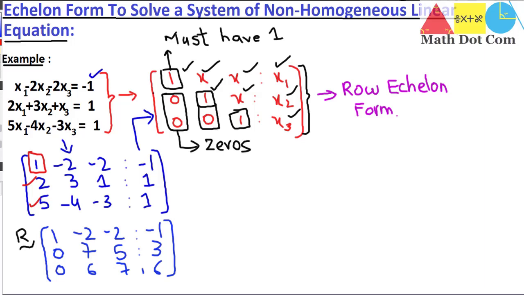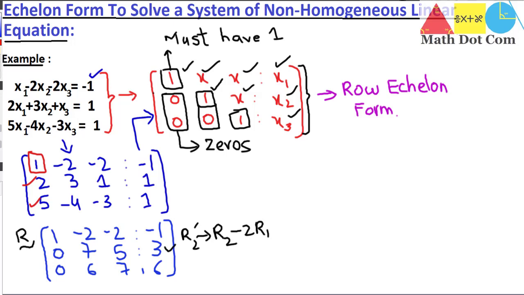I have to subtract 2 from the second row. This can be done by multiplying the first row with 2 and subtracting it from the second row. So the new second row will be R2 minus 2 times R1. It means we are multiplying the first row with 2 and subtracting it from the second. As a result, we will get 0, 7, 5 and 3. So this is the result of this row operation.